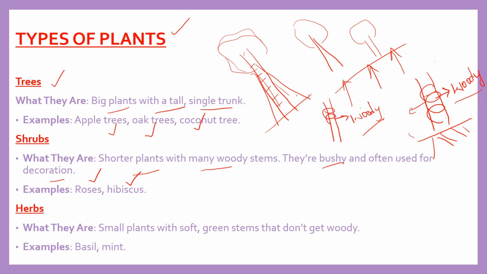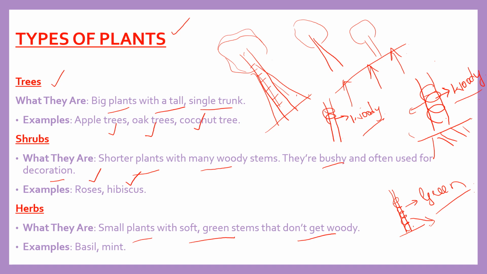Next is herb. What is herb? Small plants with soft green stems that don't get woody. It means that that won't be woody, that will be soft, and these are smaller than shrubs, okay, and it will have what? Green stem. The stem will not be woody as in like shrubs and trees. Here it will be green in color and you feel like you can easily break it, okay. If you can break or not, that's another thing, but when you see that, you can feel that okay, I can break it. Okay, so small plants with soft green stems that don't get woody.